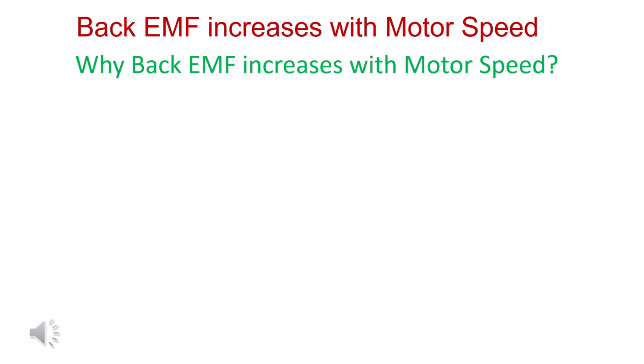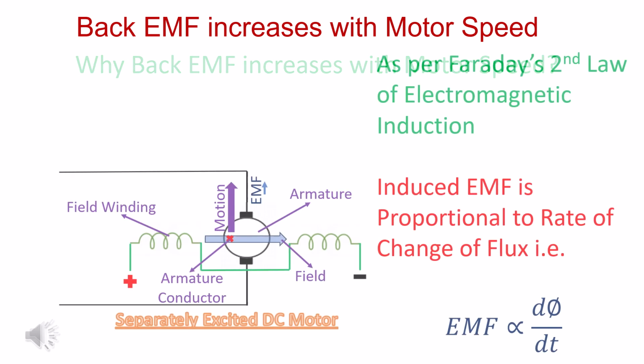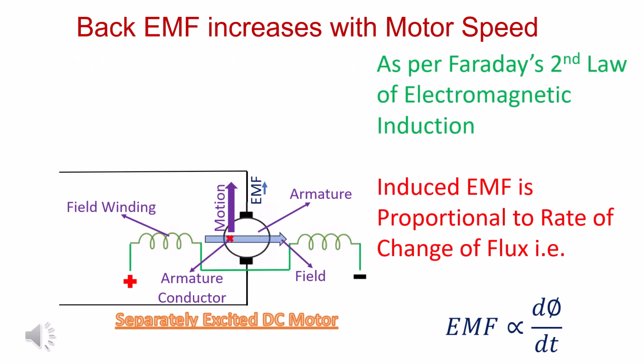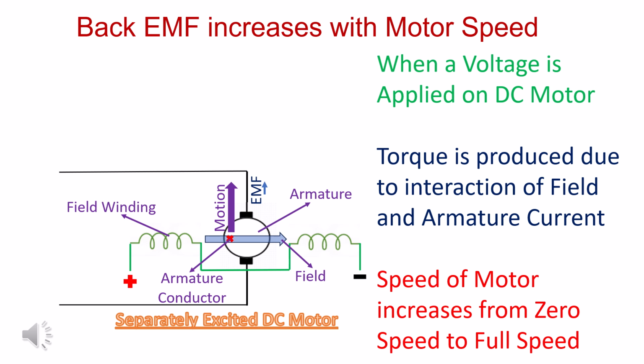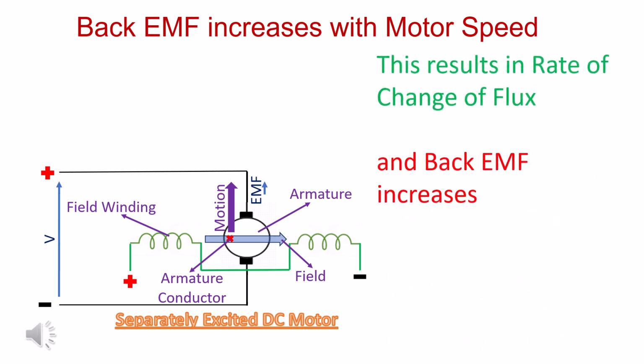Why does back EMF increase with motor speed? As per Faraday's second law of electromagnetic induction, induced EMF is proportional to rate of change of flux. When a voltage is applied on a DC motor, torque is produced due to interaction of field and armature current. Speed of the motor increases from zero speed to full speed. This results in a higher rate of change of flux, and back EMF increases.